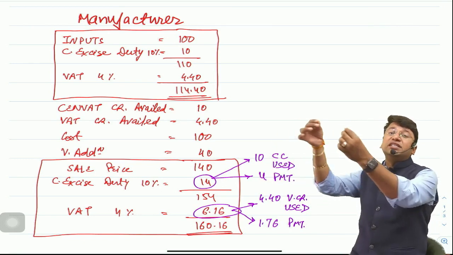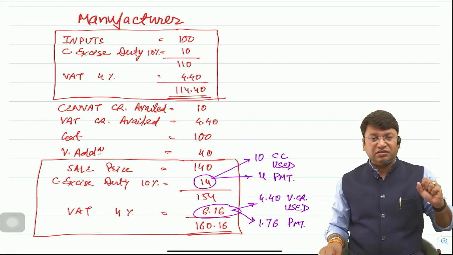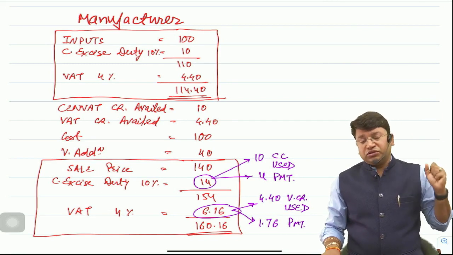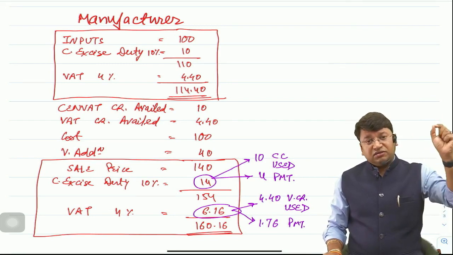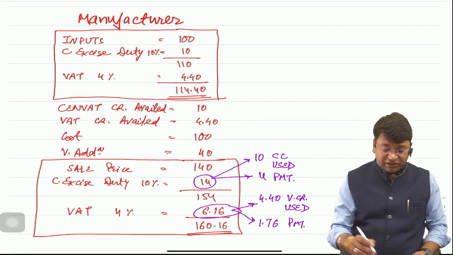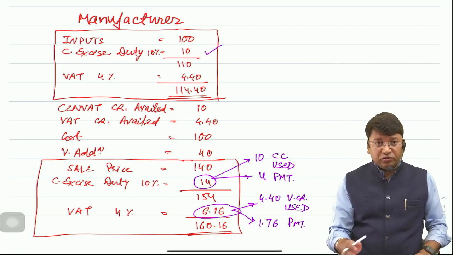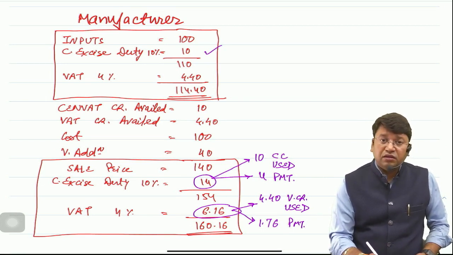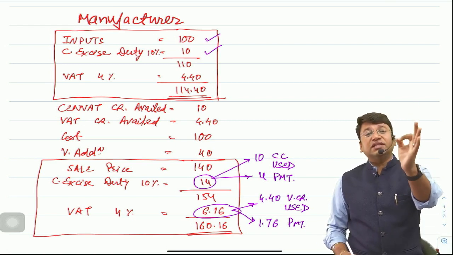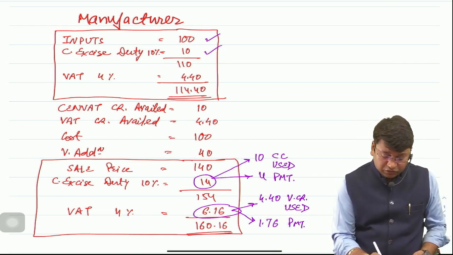whatever inputs he is buying, suppose he is buying some inputs from another manufacturer, so the manufacturer of input will sell the goods to the manufacturer, and since the manufacturer of input is manufacturing those goods, he will be charged with excise duty. Clear? Suppose the inputs were costing rupees 100, on which 10% central excise duty was charged. So that comes to rupees 10. Total amount comes to 110.